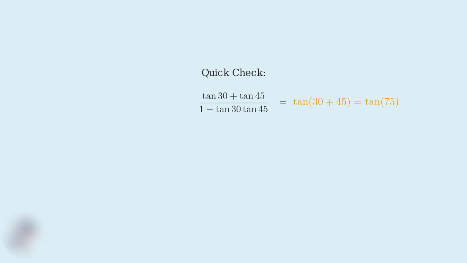This technique of recognizing formula patterns is incredibly powerful for simplifying complex trigonometric expressions. Always look for these structural similarities when working with trigonometric functions. Now that we've worked through examples, it's crucial to understand the most common mistakes students make with tangent sum and difference formulas. These tips will help you avoid errors and achieve accurate results every time.